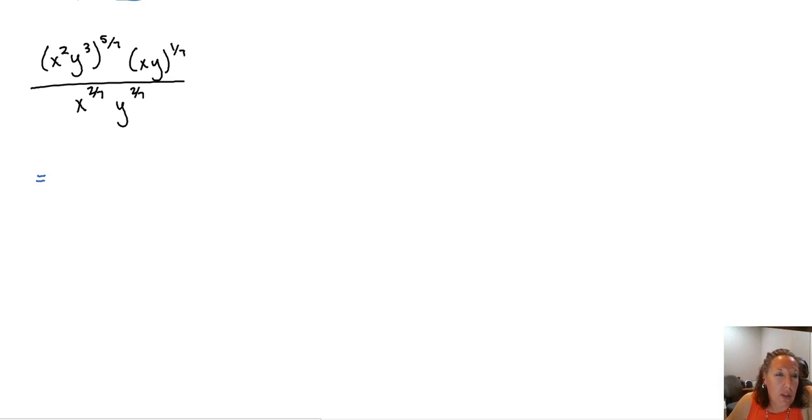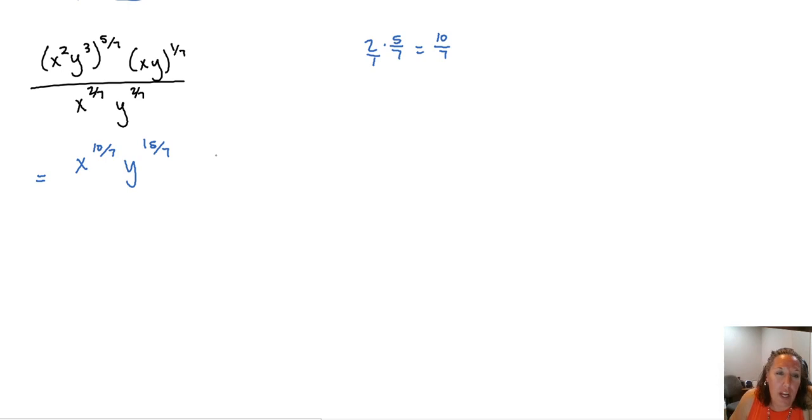So again, just like we saw in the previous example, we've got a power raised to a power. We're going to multiply those exponents. X squared to the 5/7 is going to be x to the 2 times 5/7, and 2 times 5/7, multiplying across the top, gives us 10/7. Y to the 3rd to the 5/7 is going to be y to the 15 over 7.